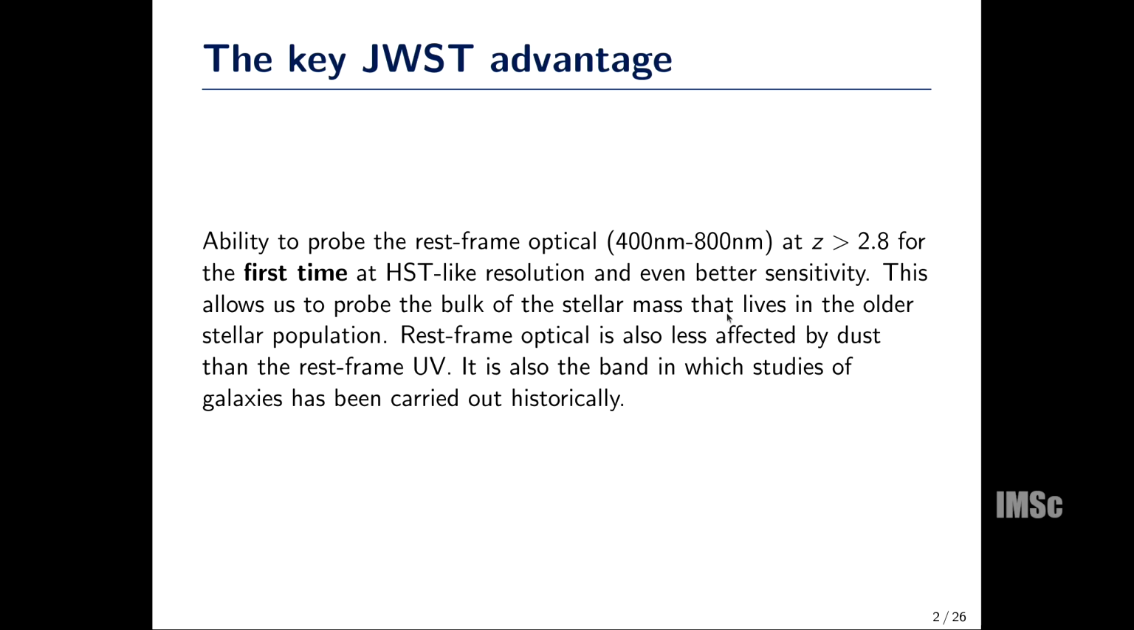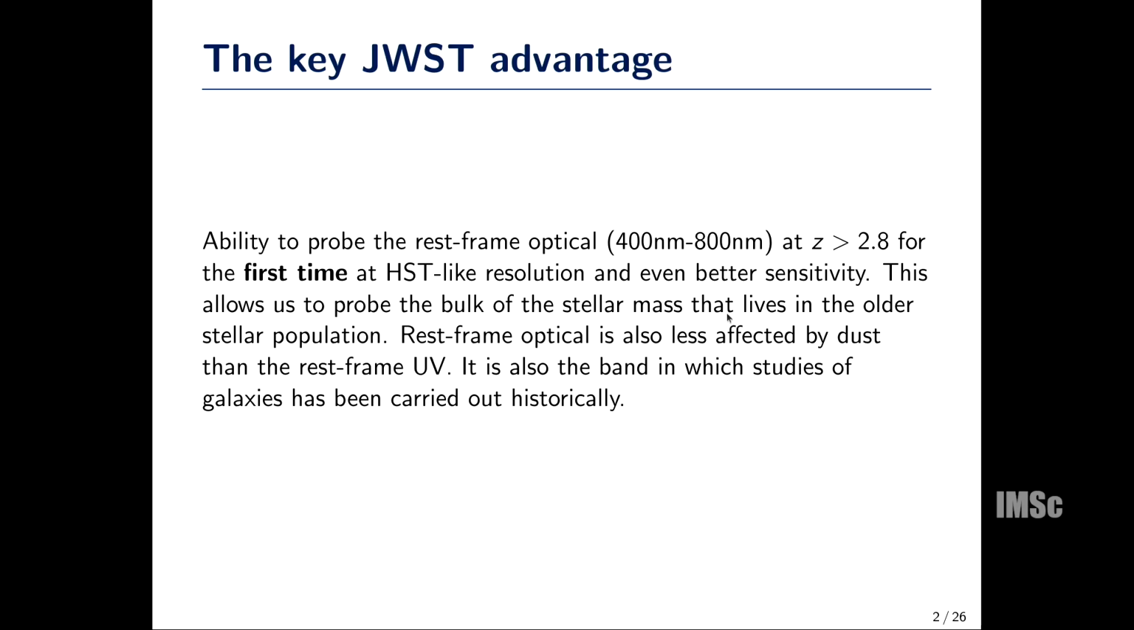So if you look at JWST, the key thing to remember is that it allows us to probe the rest frame optical band between 400 and 800 nanometers at relatively high redshifts for the first time with HST-like resolution and even better sensitivity. Therefore, for the first time, we are able to trace the bulk of the stellar mass, which lives in the older stellar population, which emits in optical and near infrared. We are able to probe that for the first time.